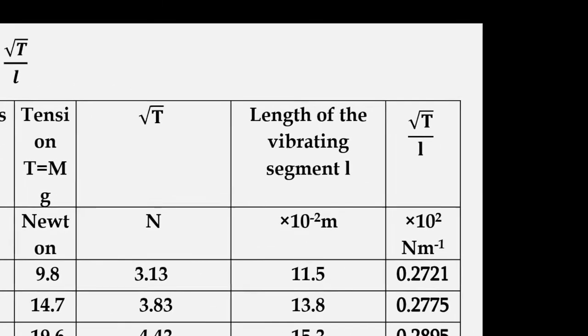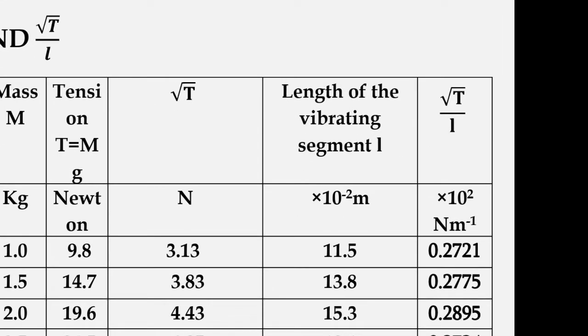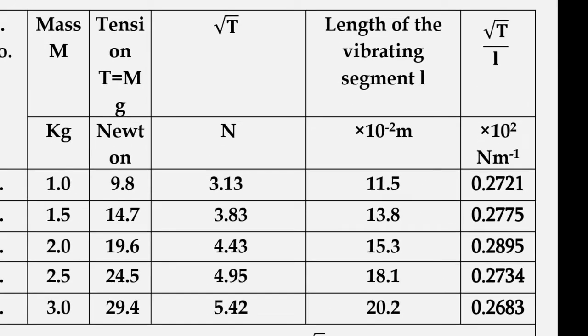Then we have the length of the vibrating segment L, which is 11.5. To get root T by L, we divide 3.13 by 11.5 into 10 power minus 2 meters. The answer we get is 0.2721 into 10 power 2 Newton per meter. The 10 power minus 2 in the length, when it goes to the numerator, becomes 10 power 2 Newton per meter. In the same way, we will calculate root T by L for 1.5, 2, 2.5 and 3.